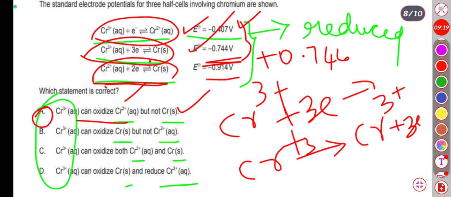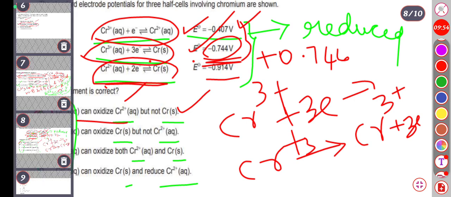For this one you just have to straightforwardly compare the electrode potential values. For the first case, 3 plus to 2 plus, you can directly compare the potential values because both of them are given as reduction potentials. Whereas in the case of chromium, it is given as an oxidation potential, so it has to be flipped, chromium to chromium 3 plus. So the value would be plus 0.744, which is greater than that for chromium 3 plus, so chromium 3 plus cannot oxidize chromium.